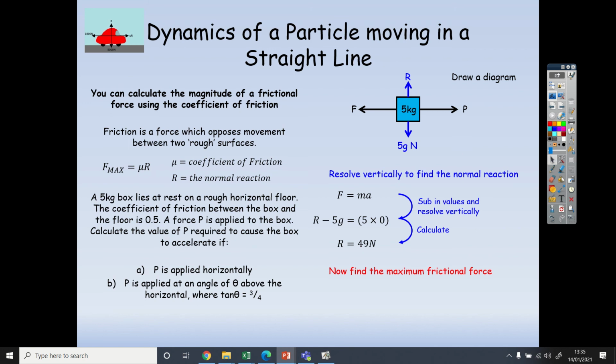So that means the maximum frictional force is half of that, because it's mu times R. And that's 24.5 newtons. So that means if P exceeds this value, we can get the object to accelerate that way.